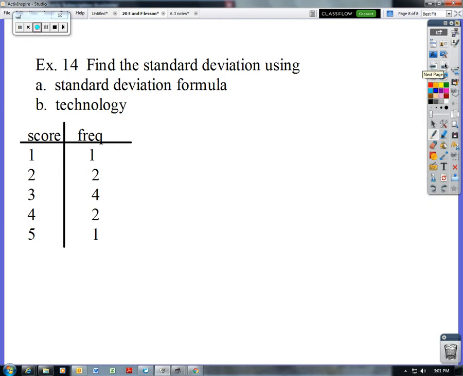So we have this data, we have these various scores and how many times they occurred. And we want to find the standard deviation. We're going to do it using the formula and using technology. So I already set this up in such a way that I can use the formula.